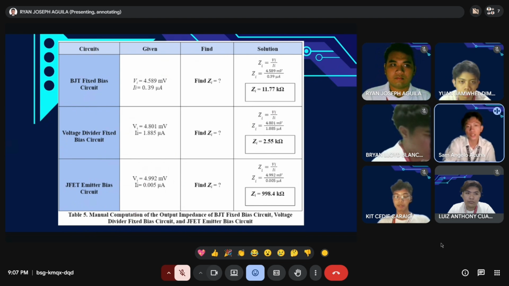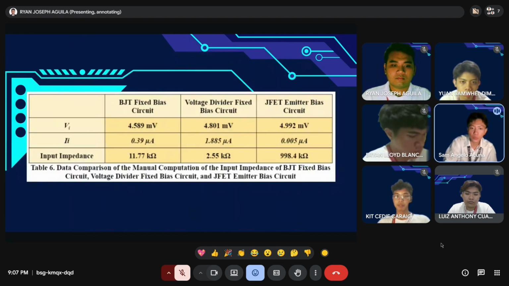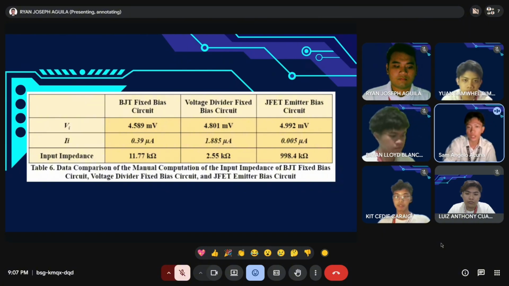Then next slide, please. And the comparison between those yields a massive input impedance of 998.4 kilo ohms, because the JFET's gate is reverse biased and it draws almost zero DC current, making the 1 million ohm resistor the only significant factor for this stage's AC impedance.